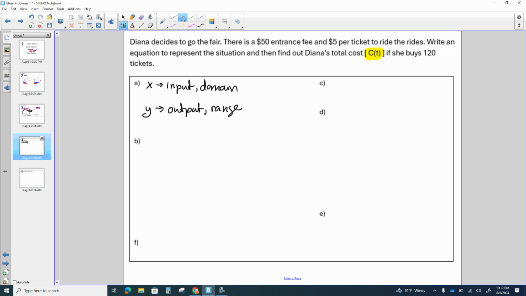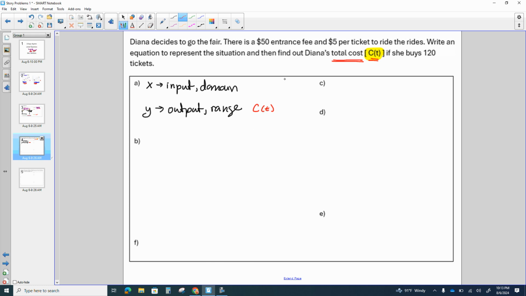The part that switches is this. So C of T. I can see that that's using 2 letters, the C and the T. 2 letters means I'm talking about the output. So I'm going to go ahead and put C of T. So my Y value and C of T are the same thing. And I know that C of T is the total cost because it says Diana's total cost.